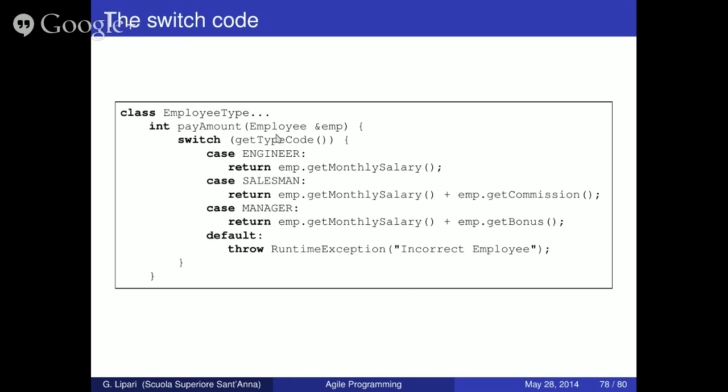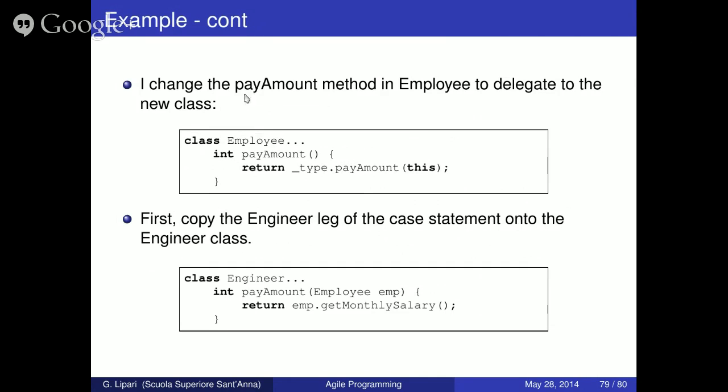So depending on the type code, you pay get monthly salary, or get monthly salary plus get commission, or get monthly salary plus get bonus. Okay, so how to split this is quite simple. You are going to create a function pay amount on each class. So I change the pay amount method in employee to delegate to the new class. So pay amount into type pay amount.